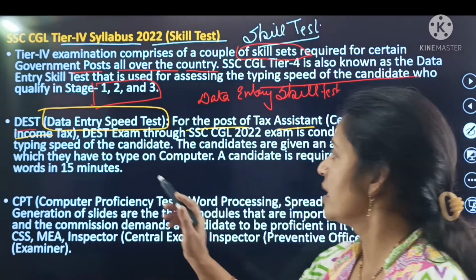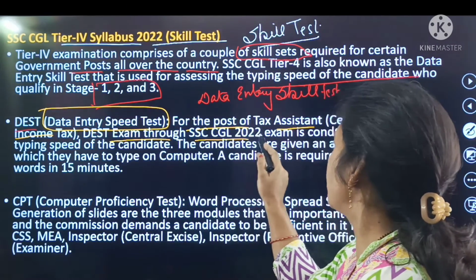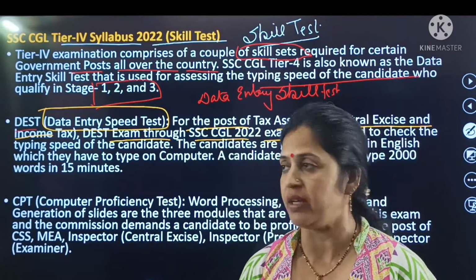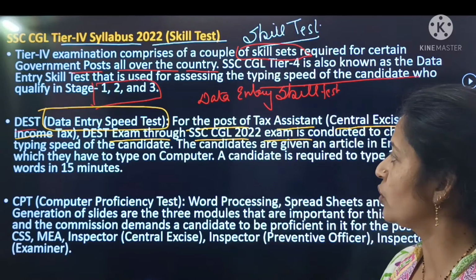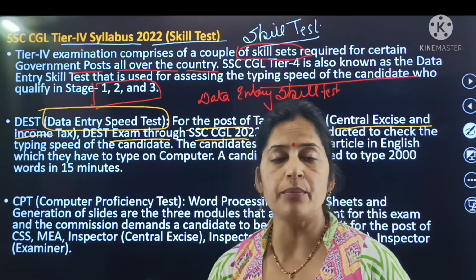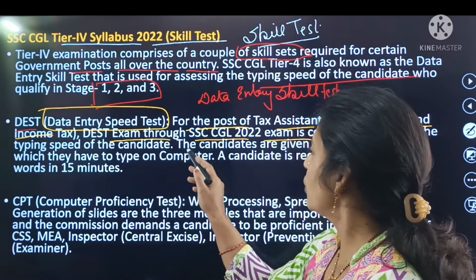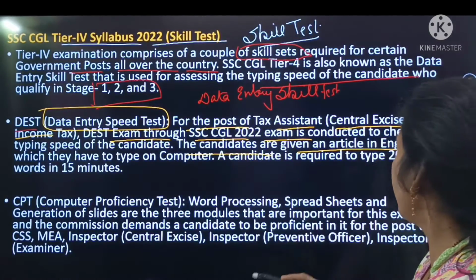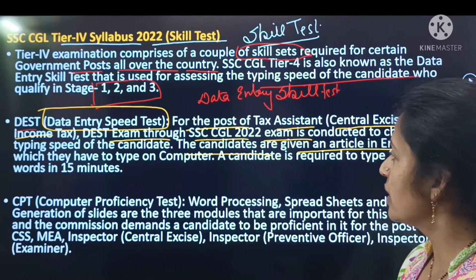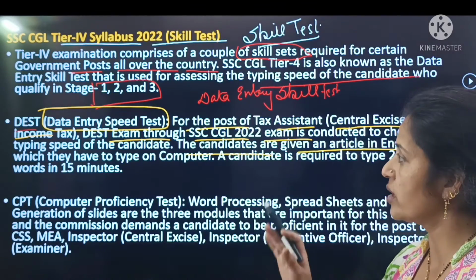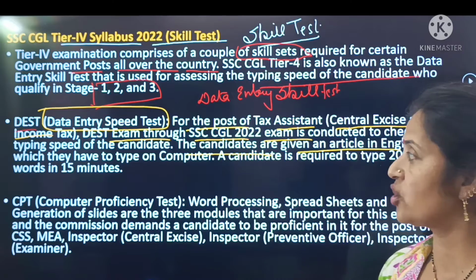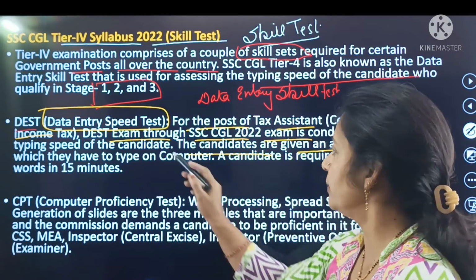The DEST exam through SSC CGL 2022 is conducted to check the typing speed of the candidate. The candidates are given an article in English, which they have to type on the computer.